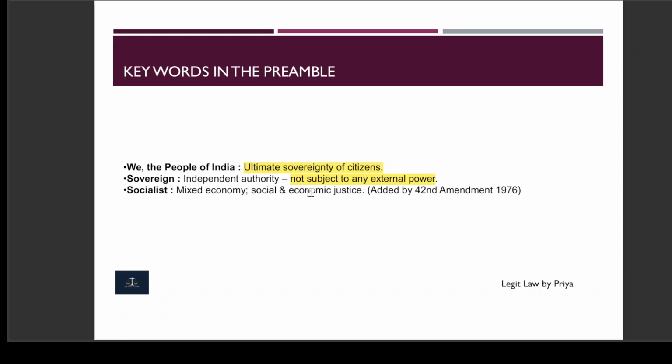Now coming to socialist, which was added by the 42nd Amendment Act 1976. By this amendment, we included the word socialist in our preamble. It represents our commitment to social and economic equality, which should be achieved through a mixed economy. There should be no person extremely rich and no person extremely poor. It means we should all have economic and social justice.